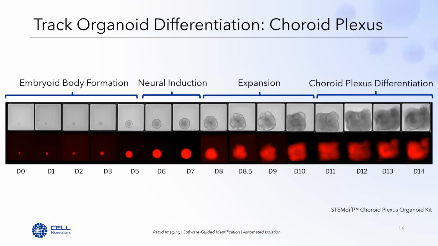We've also performed these workflows using a choroid plexus differentiation kit. Similarly, through the first 10 days, you can see that fragment of cells in this case as it starts to form an organoid, and then through choroid plexus differentiation out to day 14. So just to reiterate, I'm showing you this series for a single CellRaft and a single organoid. But we are able to capture these time course data records for hundreds of organoids growing on that CellRaft array.